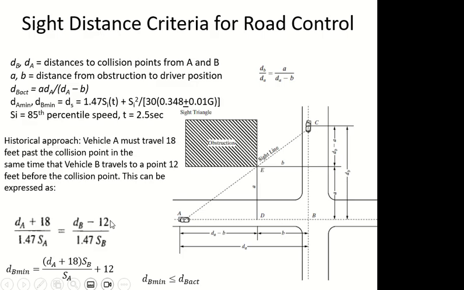Then we have an empirical approach. So instead of using this ratio, we can use this ratio as well. Okay, so we have this ratio and then we have this ratio. Now in this ratio, dA and dB mean the same thing, which I already explained: distance to the conflict point for each vehicle.